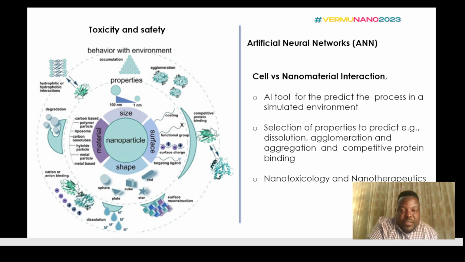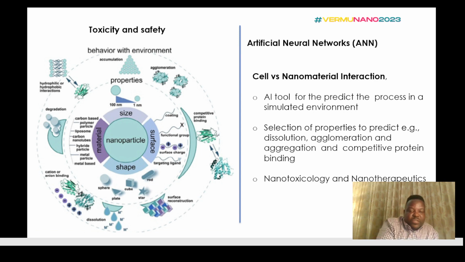Also, one of the other studies done using an artificial neural network showed the relationship between the cell and nanomaterial interactions, which is very critical. The AI tools play a role in simulating the processes in a stimulating environment, showing that different types of properties of nanomaterials can have a big influence in terms of toxicity.